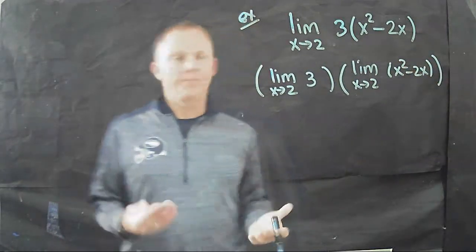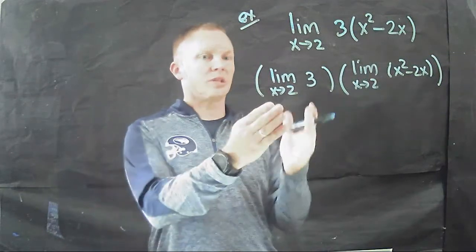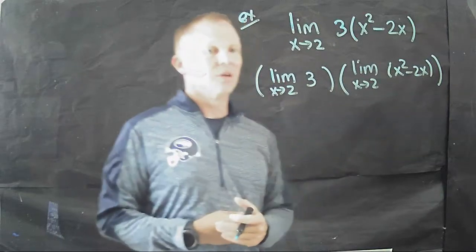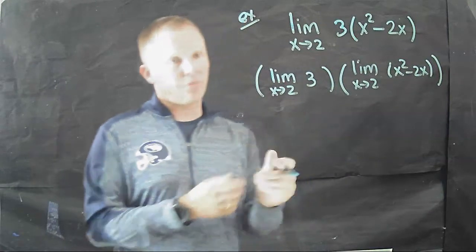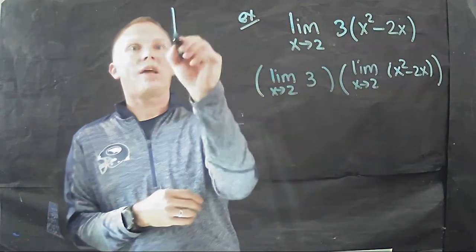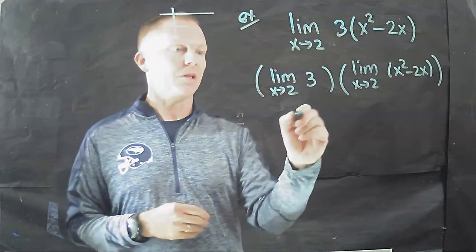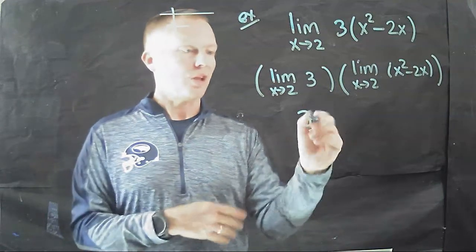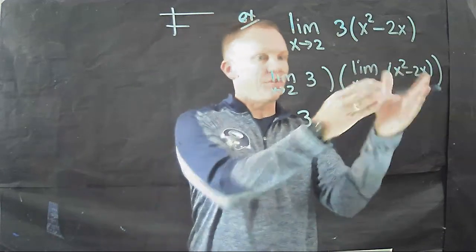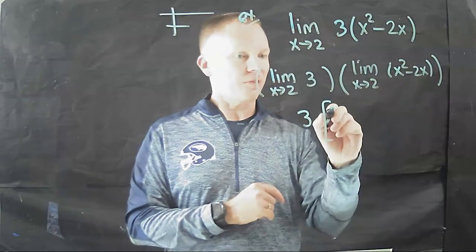Okay, so simple enough. The limit of the product is the product of the limits. So I take the limit as x goes to 2 of 3, times the limit as x goes to 2 of that quantity there. Now the limit as x goes to 2 of 3, if you think about the function 3, that's just y equals 3, a horizontal line, that limit is 3. So we'll take 3 and multiply by whatever we have over here. Now I've got the limit of a difference. So I'm going to say that's the difference of the limits.